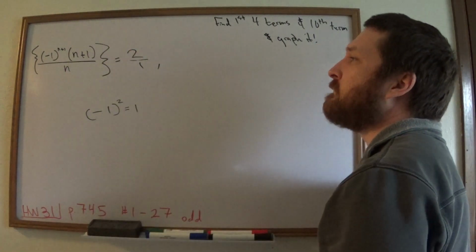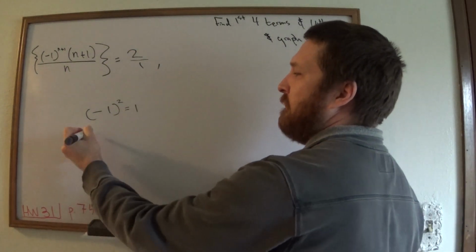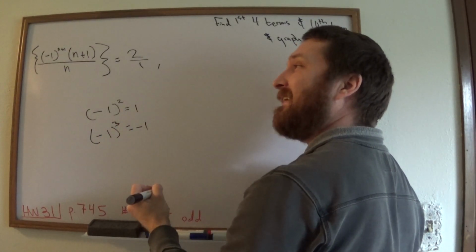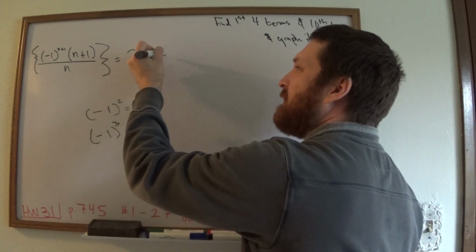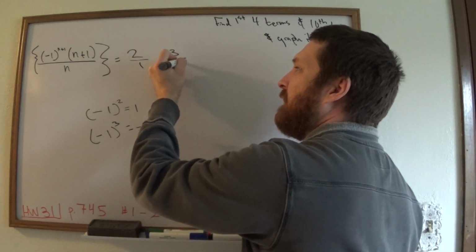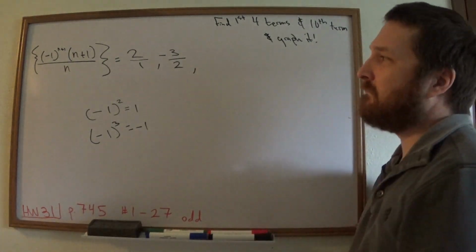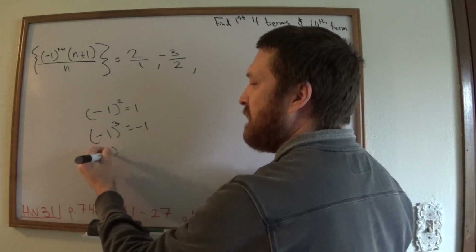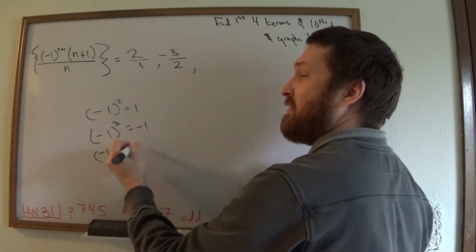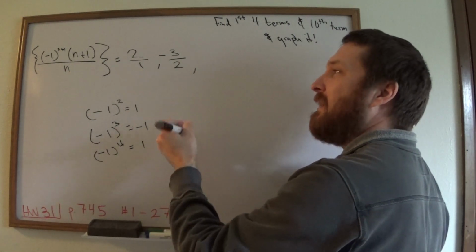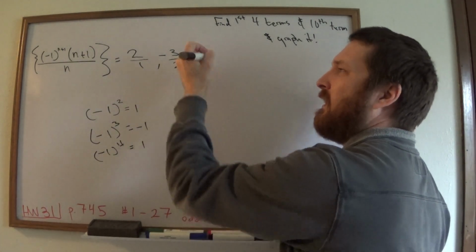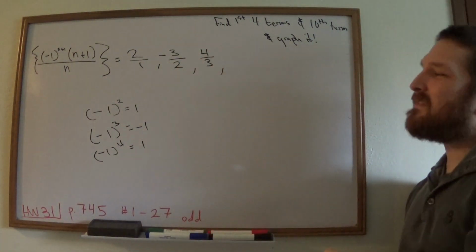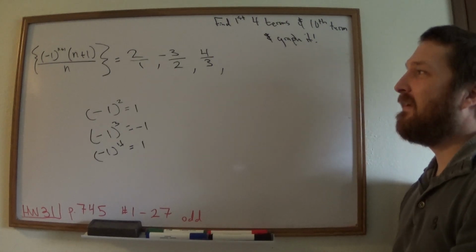Okay, what's the next one? So 2 with a -1 cubed, which is just -1. And then times 3, which is -3, so negative 3 over 2. Now, when n is equal to 3, we have -1 to the what power? 4th, which is just 1. 4 over 3. And then can you tell me what sign do you think the next one's going to have? Negative. It's going to be negative.